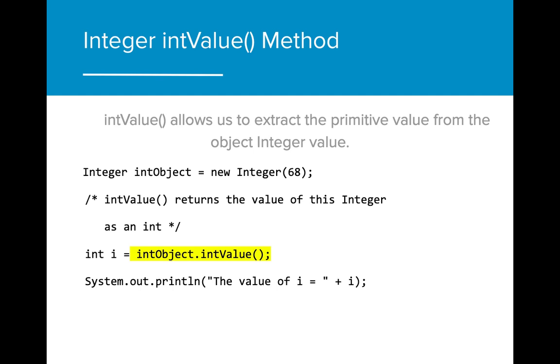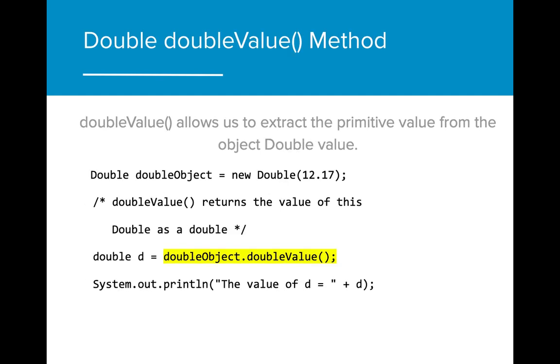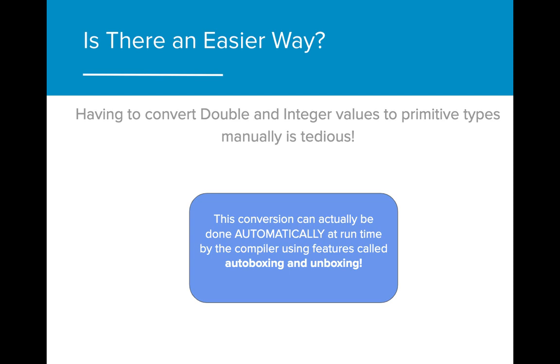intValue converts the Integer object 68 to the primitive type value, which is then assigned to int i. i can then be used as a primitive value and is printed in the subsequent line of code. A similar method exists for the Double class, where the double value is converted to the primitive type and then can be used as such. Having to convert between object and primitive values is a lot of work. Luckily, Java has a way of recognizing when a wrapper object needs to be converted to a primitive and vice versa, and automatically makes that conversion happen.